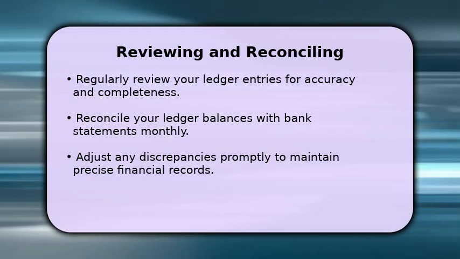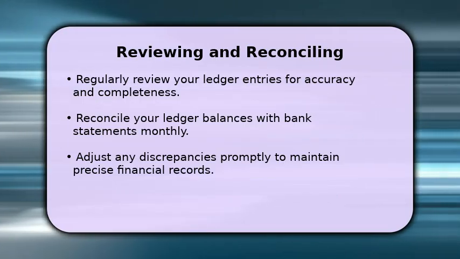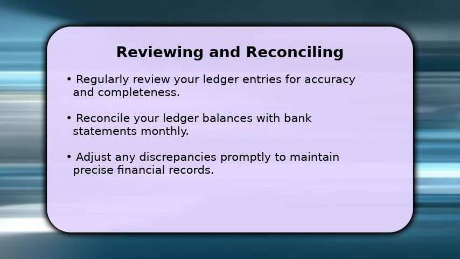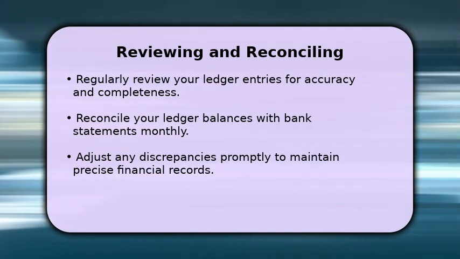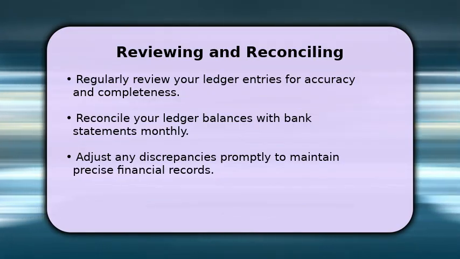Finally, regular review and reconciliation are crucial for maintaining an accurate ledger. Make it a habit to review all your entries weekly or bi-weekly to catch any errors early. At least once a month, reconcile your ledger balances with your bank statements and other financial records. This process helps identify any missing transactions or discrepancies. Promptly investigate and adjust any differences to ensure your financial records are always precise and reliable.